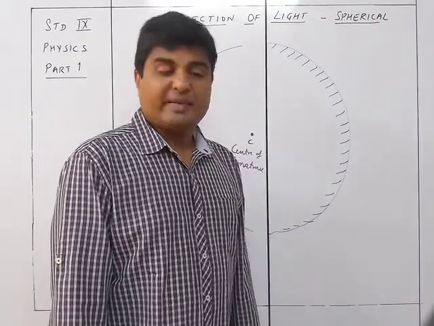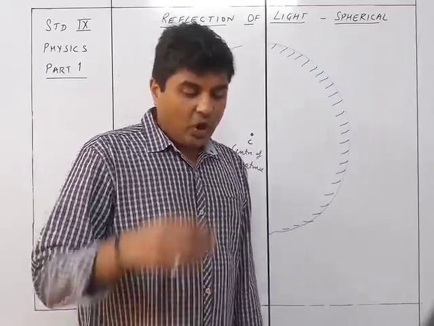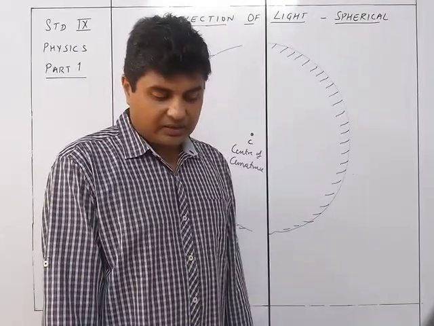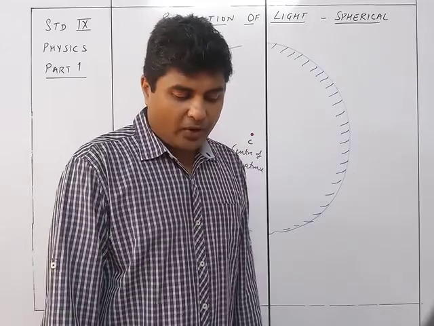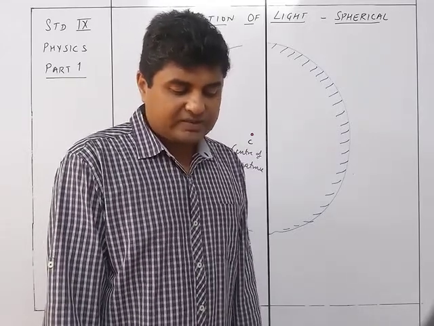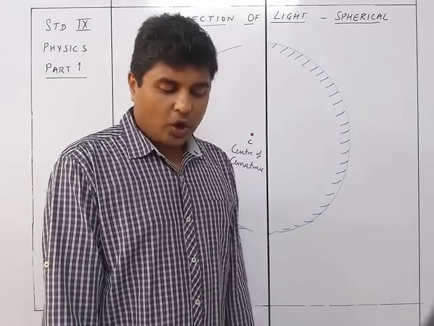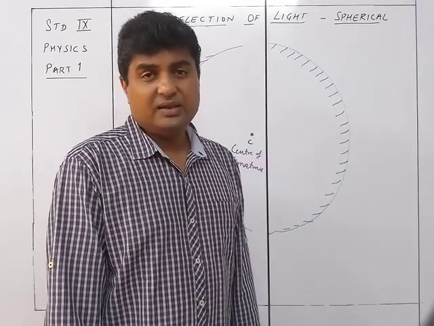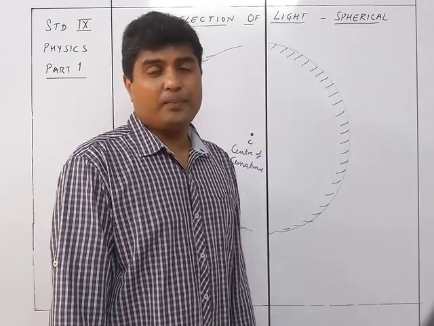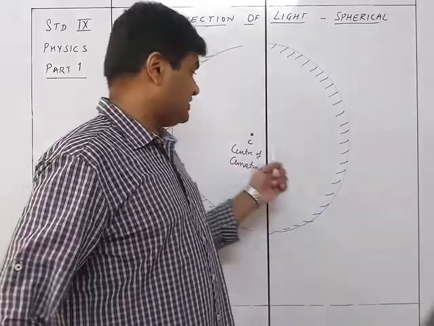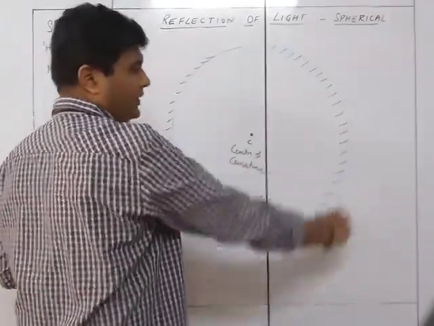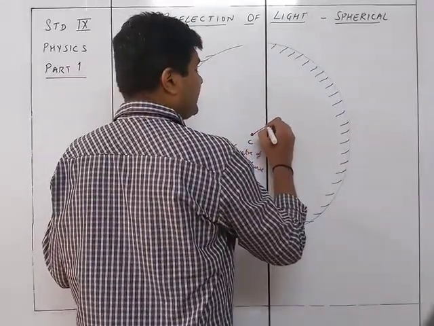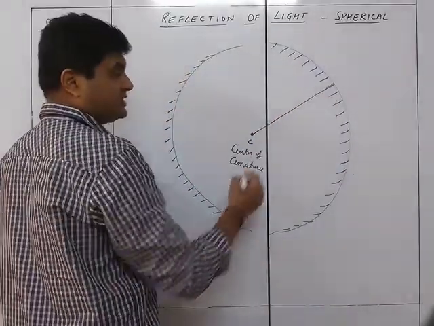It is represented by the symbol C. The normal at any point of the mirror passes through the center of curvature C. In other words, a line joining any point on the surface of the mirror to the center of curvature C will be normal to the surface of the mirror at that point. Remember this: any line I draw from C to any point on the circumference of this circle will act as a normal. So this is normal.